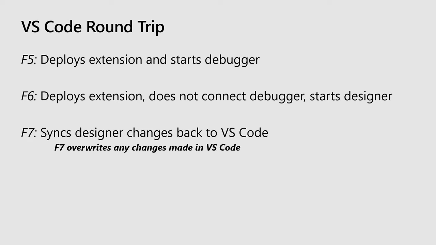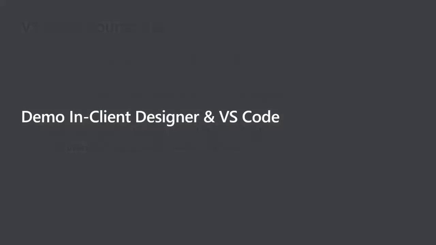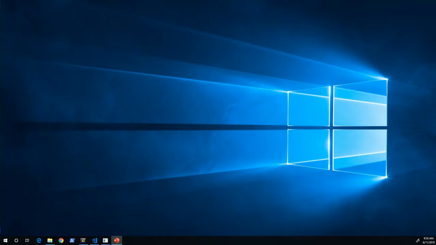When you're done playing around with your UI, you can press F7 inside of Visual Studio Code and pull those changes you just made in the designer back into Visual Studio Code. And it will override any changes that you made with the new changes that you just did in the designer. And I'll show you that right now, a demo of the in-client designer and Visual Studio Code.